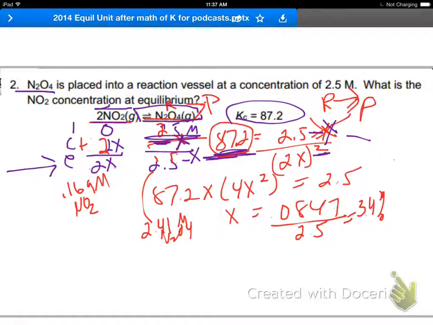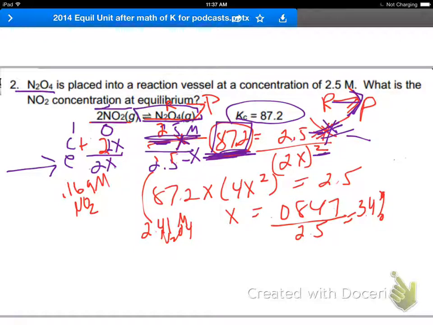But because the K is so large, what that tells me is the reaction is product favored. So very little of that product is going to decompose and become NO2. So the opposite is true. In this case, if my K is really, really large, that means I am product favored, and very little of that product is going to be gone after the reaction has reached equilibrium. So because my K is really large, I can eliminate my x. Okay, so now I have 2.5 over 2x squared is equal to 87.2.